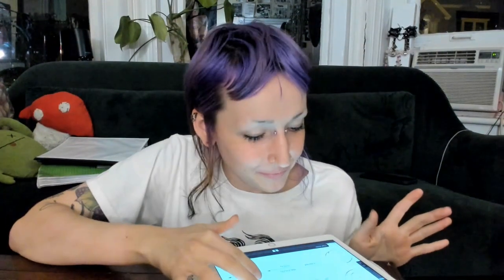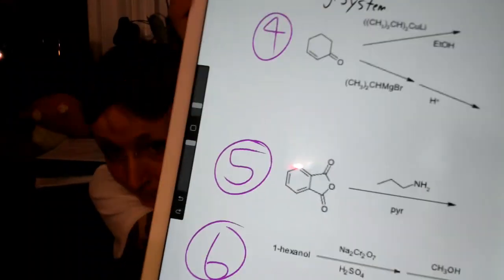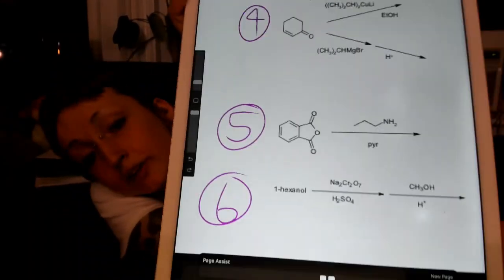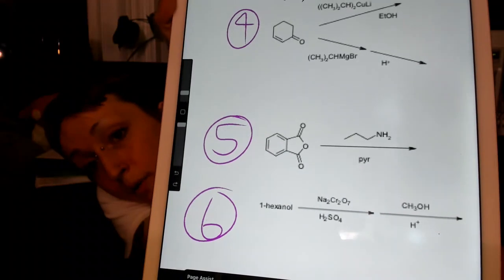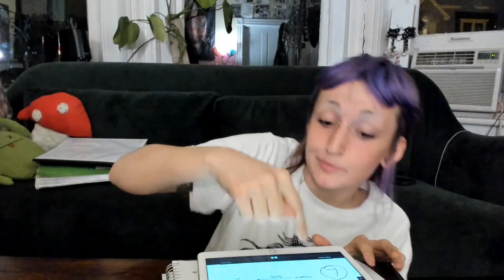Okay. Yes. So moving on to what is denoted as number 5, we have an anhydride here. The first time that we saw an anhydride, it was maleic anhydride, and we were using it in a Diels-Alder reaction, I think, to get this product.